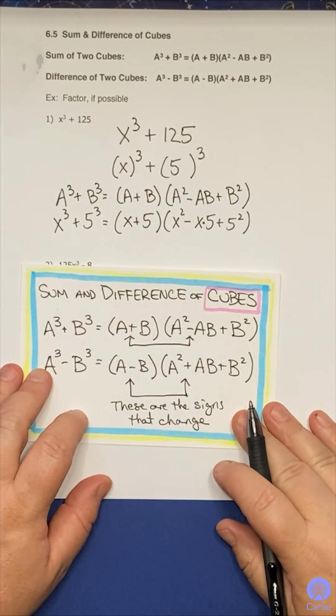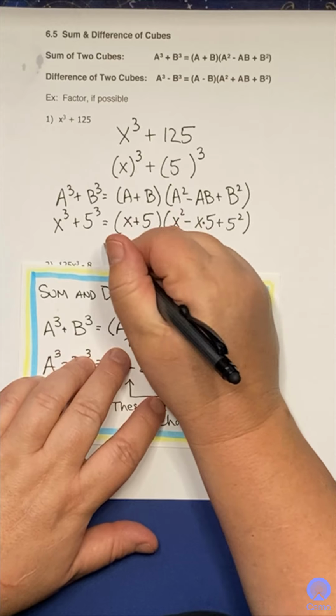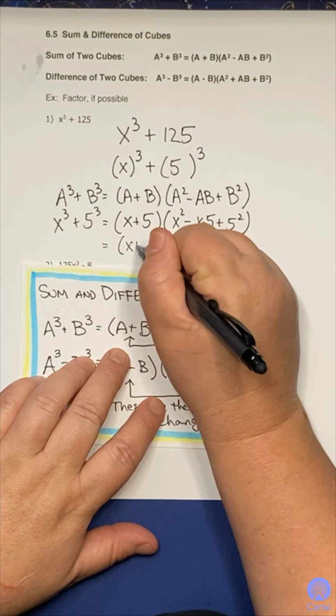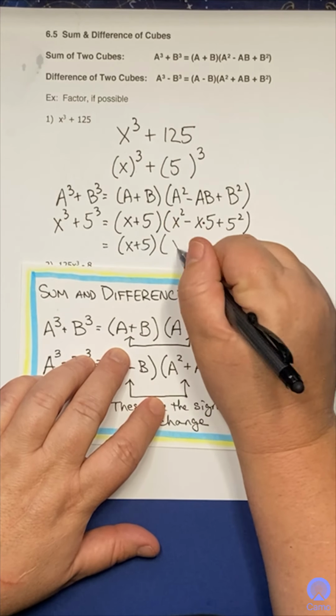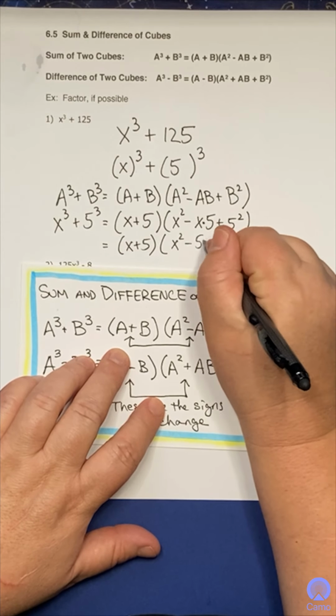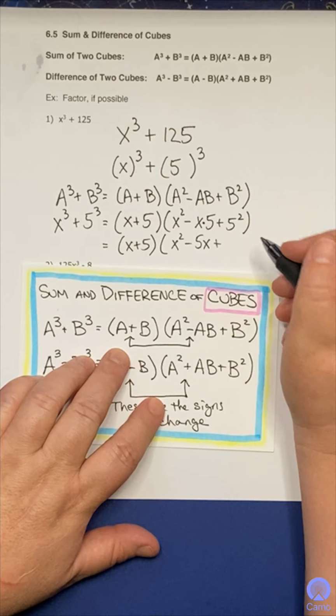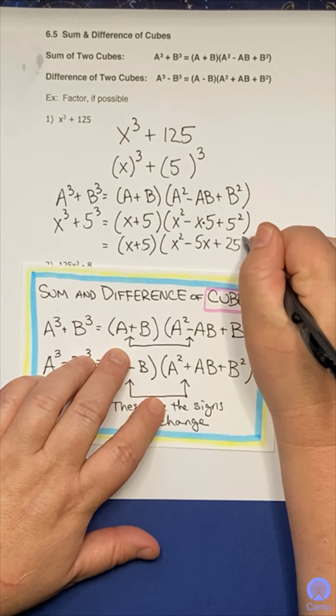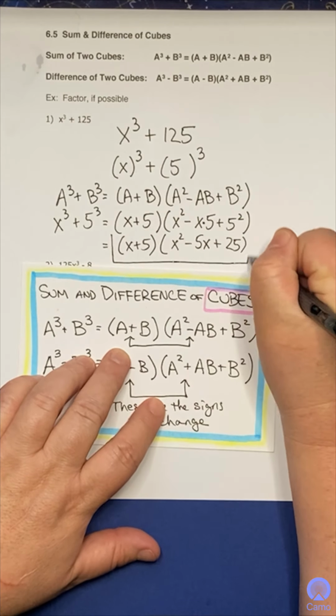So take a look at that. And then I'm going to go ahead and clean that up. That's x squared. Usually we write the number in front of the variable, so I'll write it as minus 5x plus 5 squared, which is 25. And that's it. That's how you factor it.